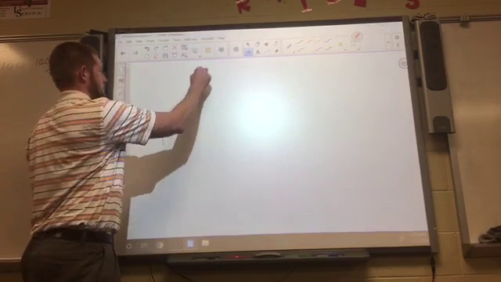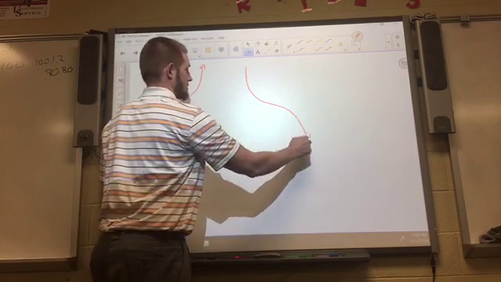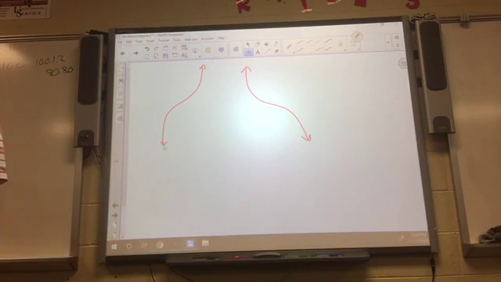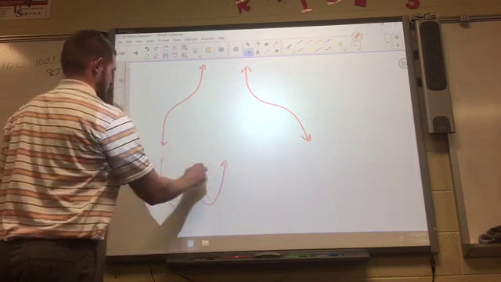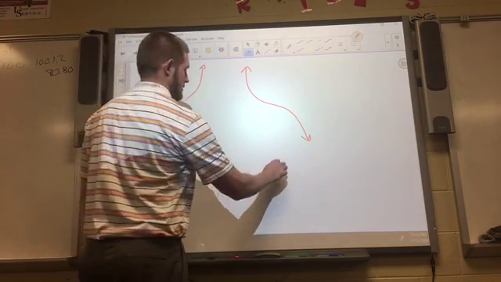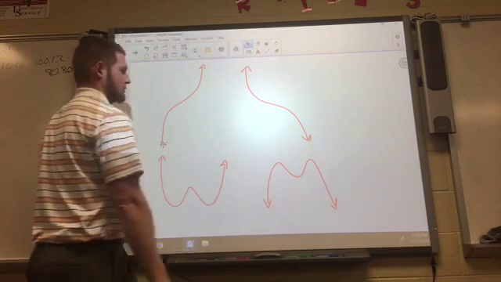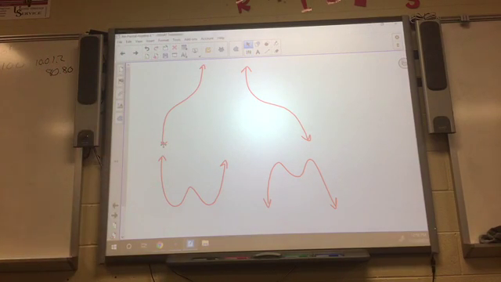If it's x cubed, it's going to look something like this, right? Okay. What did a quartic look like if it was x to the fourth? Looks something like this. Okay. Cubic, quartic. You're going to have to understand what those graphs look like. Okay.